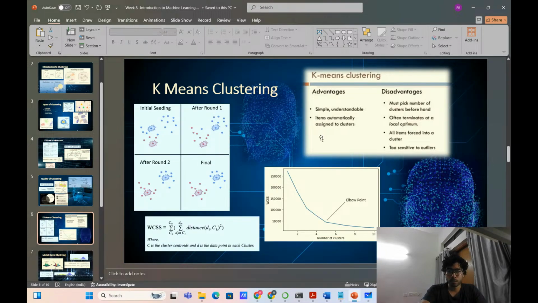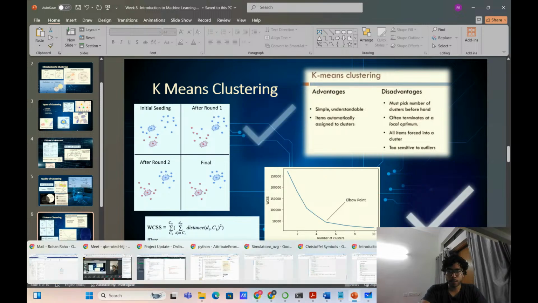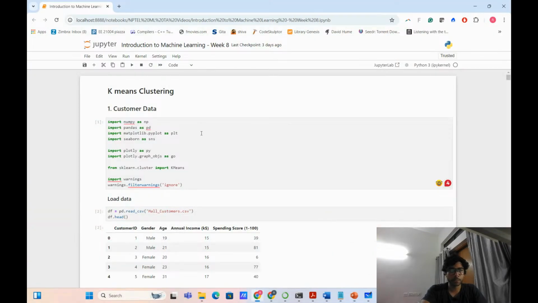Okay. So yeah, actually, in related to your question, we will see one hands-on exercise in clustering. So let us quickly do a hands-on exercise.